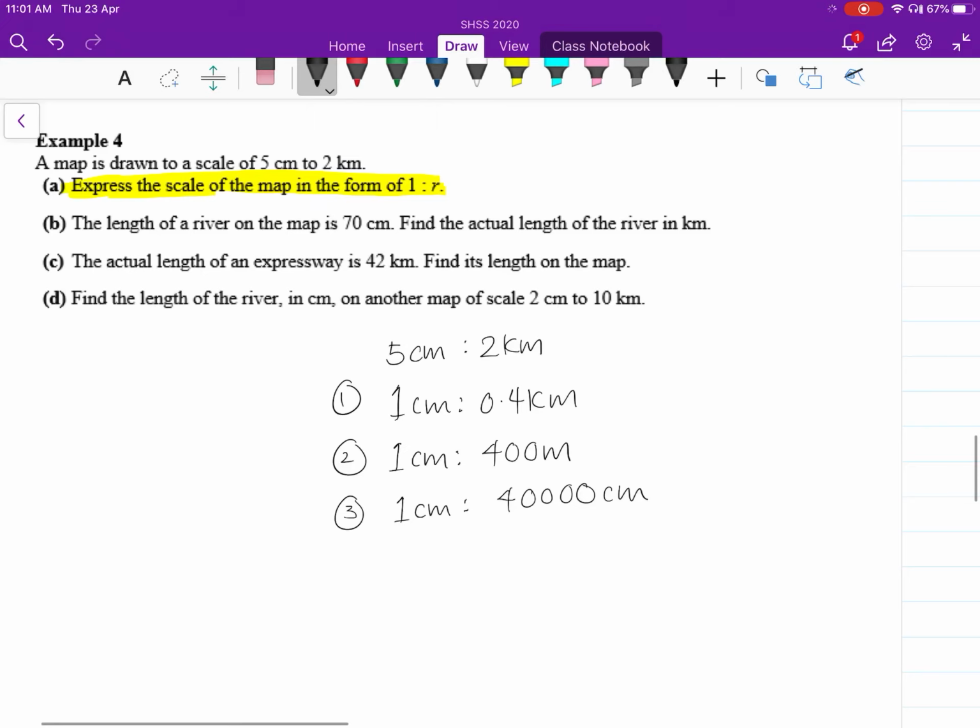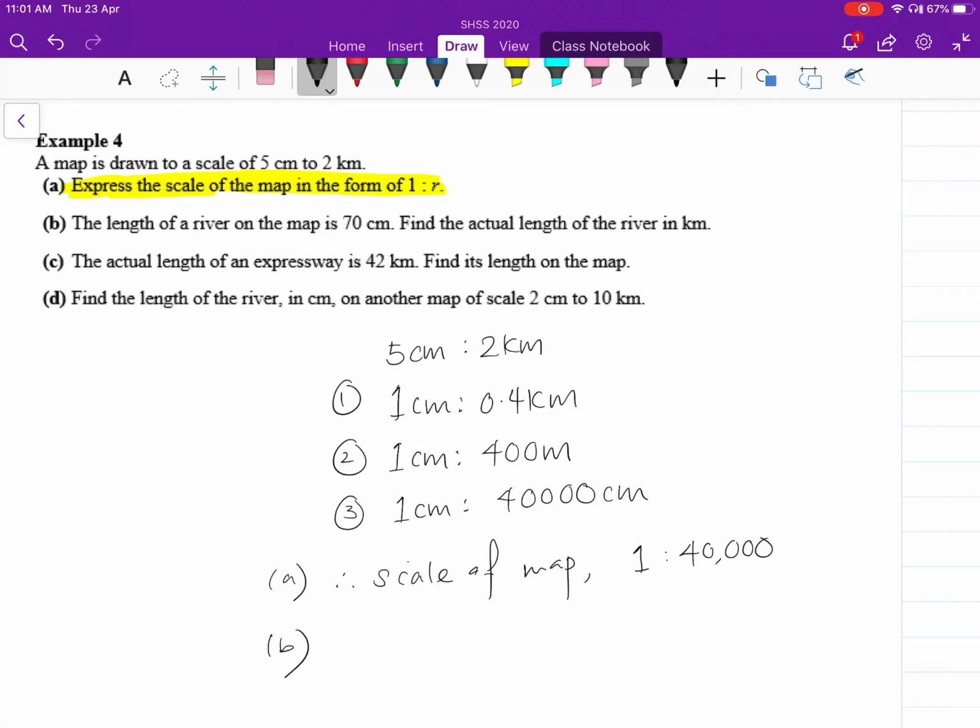So remember, the scale cannot have units. So for part A, therefore the scale of the map is 1 is to 40,000 without the cm. Right?